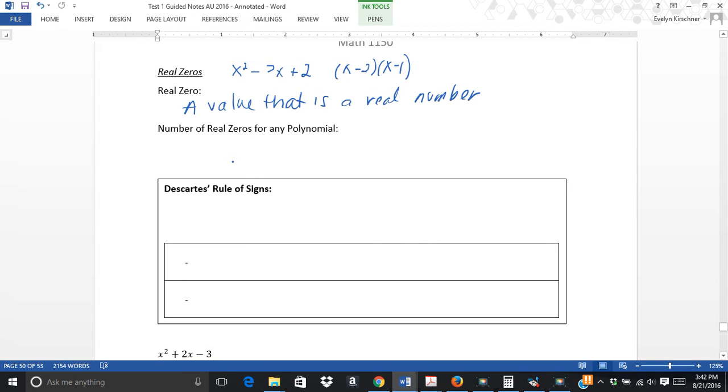So think about the graph of x squared plus 2. Go ahead and graph that on your calculator, and what do you notice? It never crosses the x-axis. That means it has no real zeros, because remember, a real zero is where it crosses the x-axis. And we'll talk about those types of zeros a little bit later. So the number of real zeros for any polynomial is at most the degree of the polynomial.